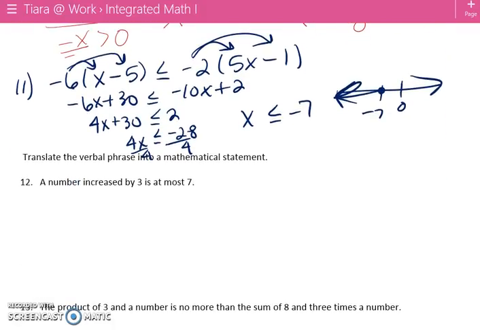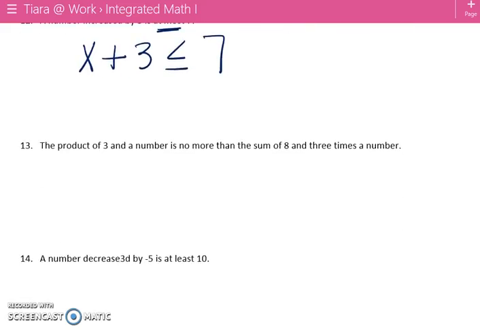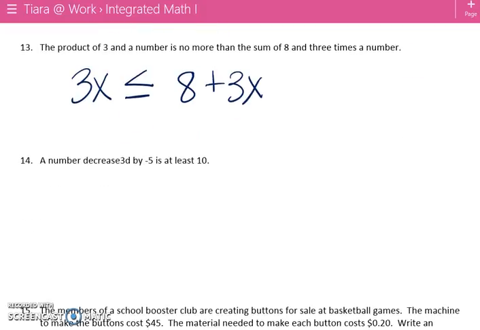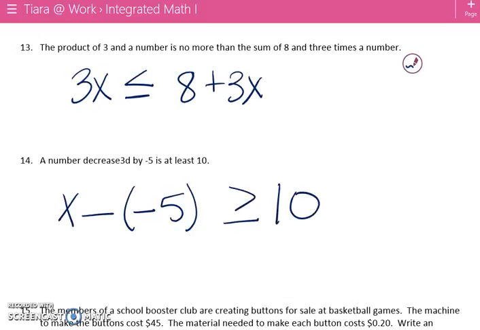A number increased by 3 is at most 7. A number increased by 3 is at most, which means it can't be any bigger than 7, which means it needs to be less than or equal to 7. The product of 3 and a number, multiplication, is no more than. That means it has to be less than or equal to the sum of 8 and 3 times that number. Lastly, a number decreased by negative 5 is at least. That means it has to be bigger than or equal to 10.